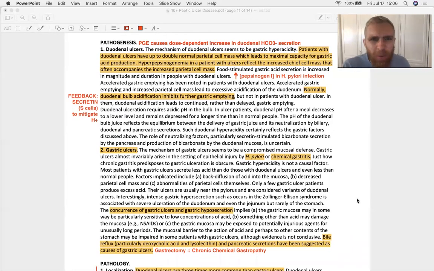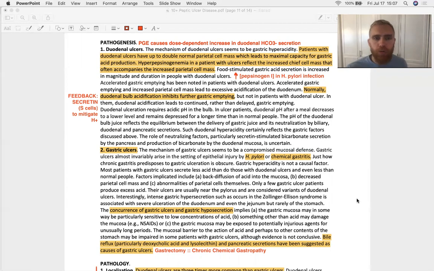Pathogenesis, about the same thing we were just saying. The mechanism of duodenal ulcers is gastric hyperacidity. So there's duodenal ulcers and gastric ulcers, and this section is breaking it down into how do duodenal ulcers form, how do gastric ulcers form.